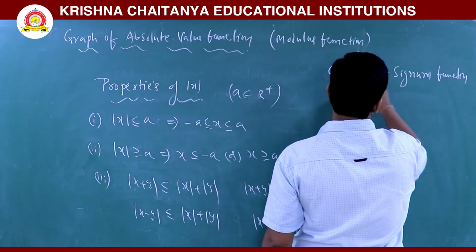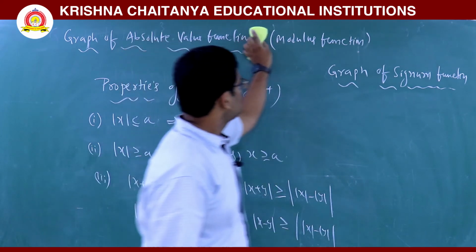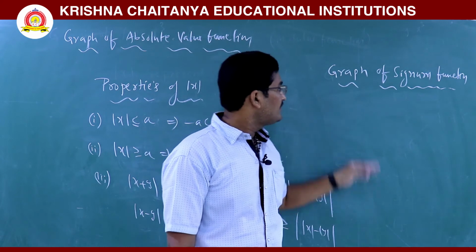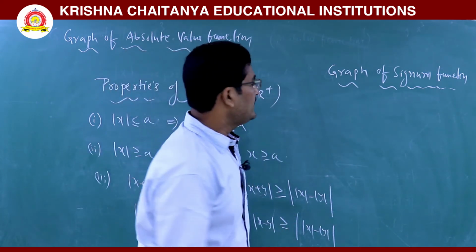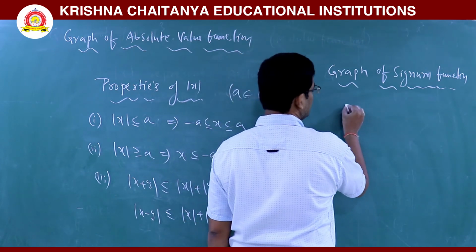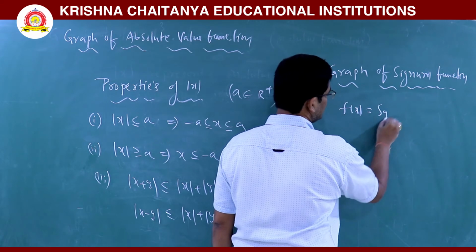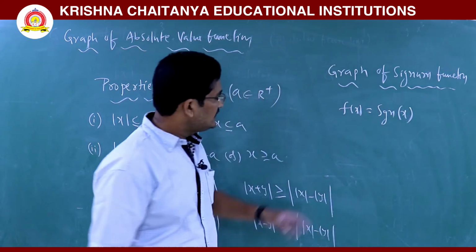So this is one more graph. This is the graph of the absolute value function, which is called the modulus function. Now I am explaining the graph of the signum function. I am taking f of x as the signum function. This is the denotation. So we have to draw this graph.